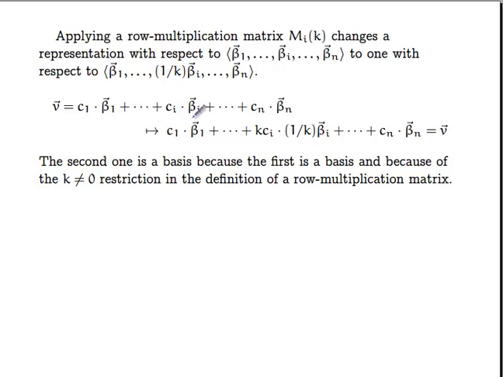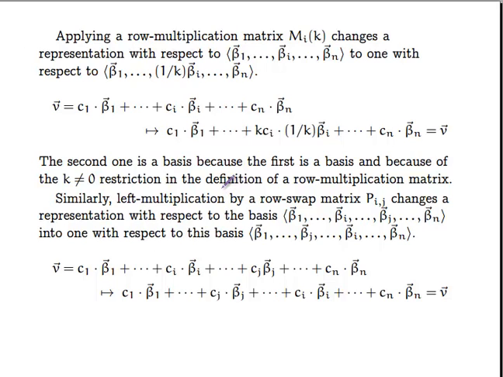In terms of the beta i basis, this term is c i times beta i. In terms of the basis where beta i is replaced with 1 over k beta i, I need to multiply here by k c i. So if you look at the components, all the components are the same except for the ith component, which is multiplied by k. So in other words, I have changed from this basis of betas to this basis with the sole change that beta i is replaced with 1 over k times beta i. Okay, so that takes care of the first type of elementary matrix.